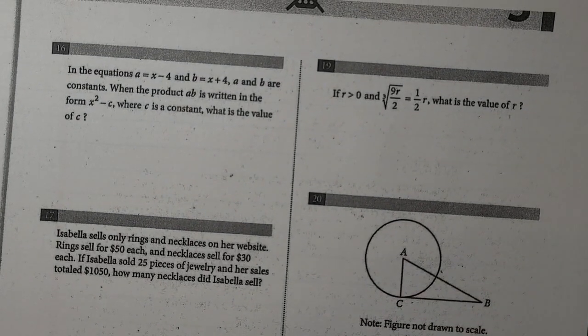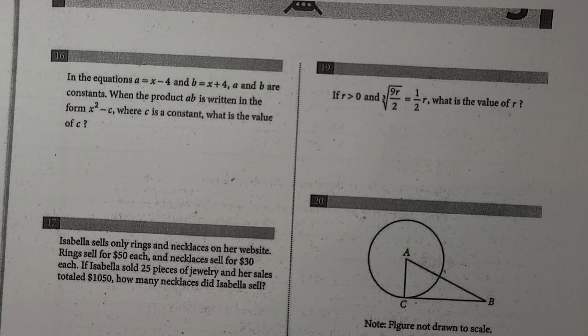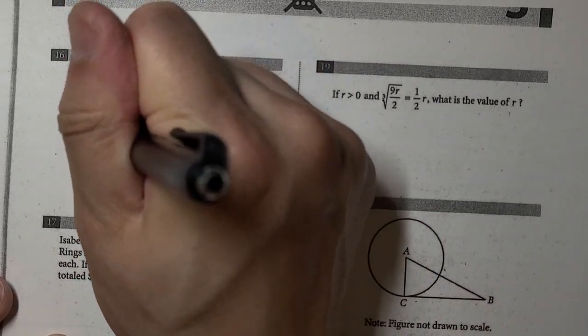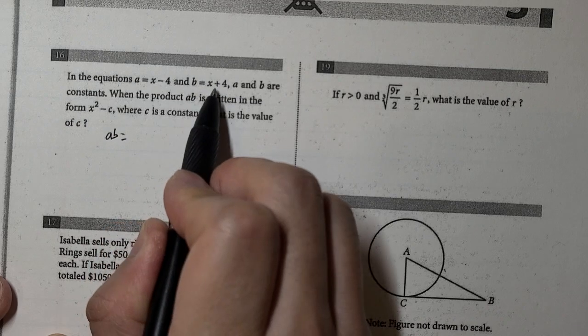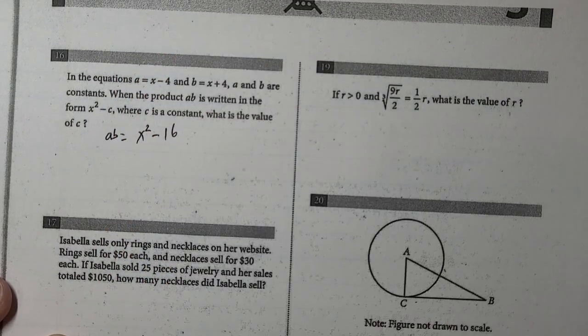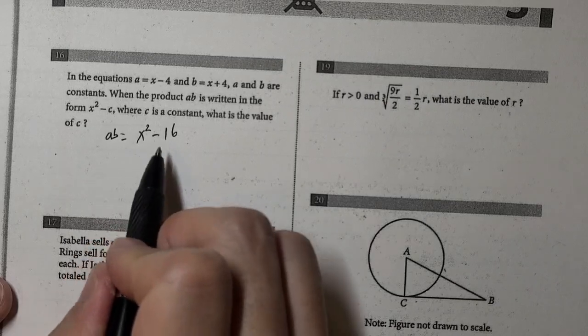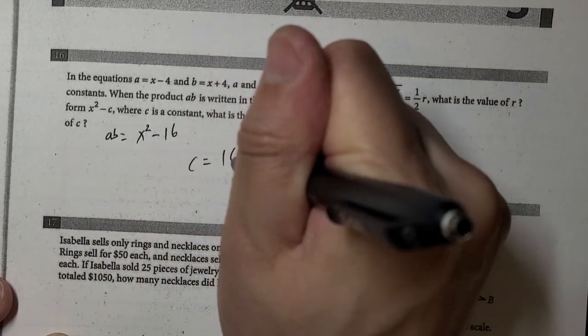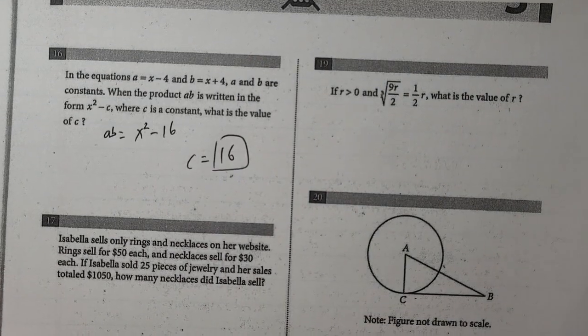In the equations A equals x minus 4, B equals x plus 4, A and B are constants. When the product AB is written in the form x squared minus C, where C is a constant, what is the value of C? So AB would be x minus 4 times x plus 4. This is very common. It's x squared minus 16 if you FOIL it out. This is a difference of two squares, so it would factor into x plus 4, x minus 4. So C is 16. And you're done with that one.